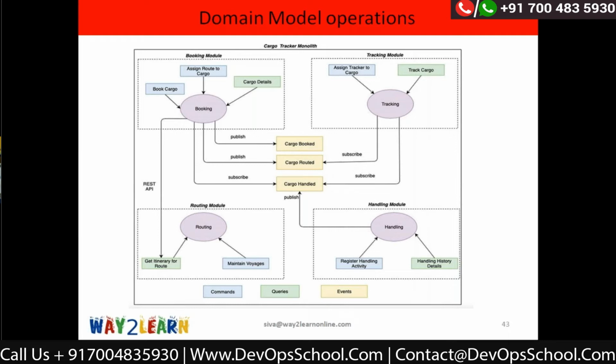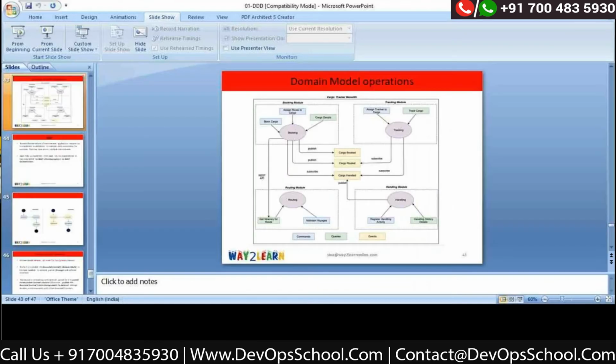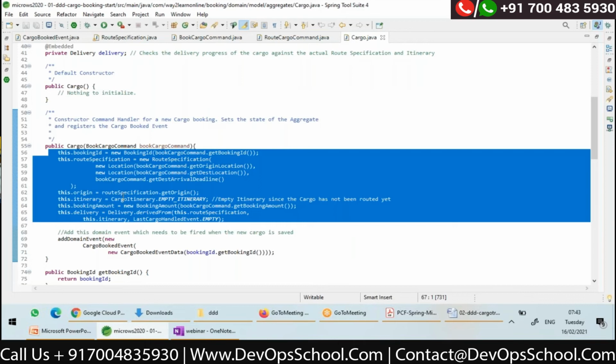But immediately after creating a cargo object in your application, do you want to publish this? No, right? You want to publish an event only when the cargo is committed to the database. Just immediately after my constructor is executed, it is not persisted to the database, only the object is created. But the event should be published only after committing the transaction, right?